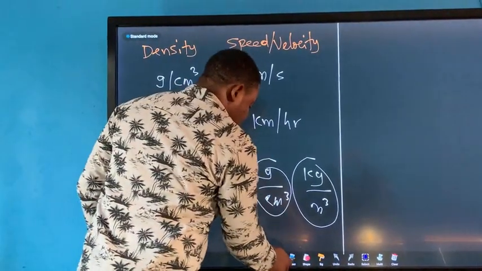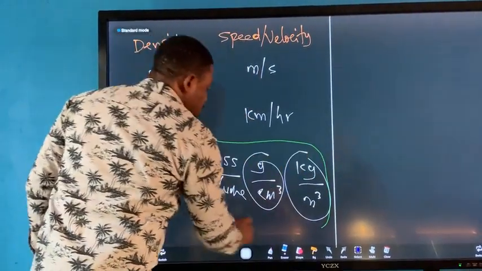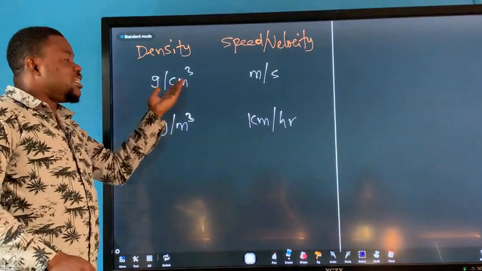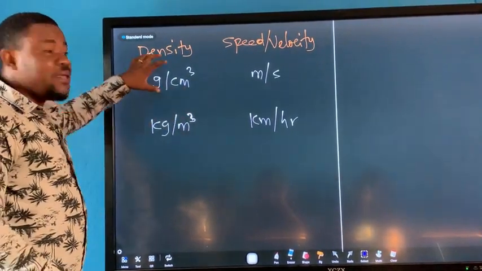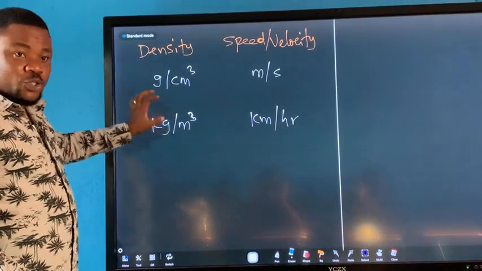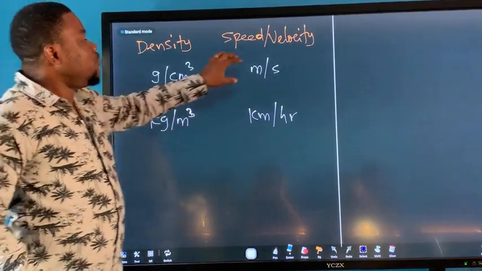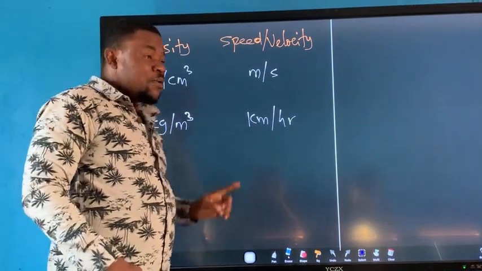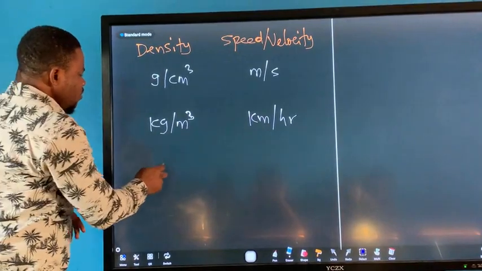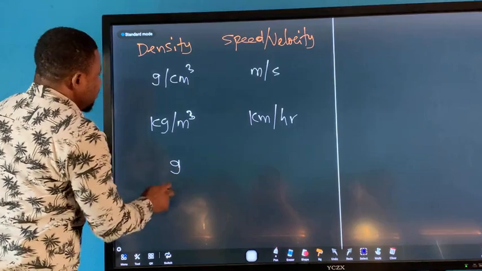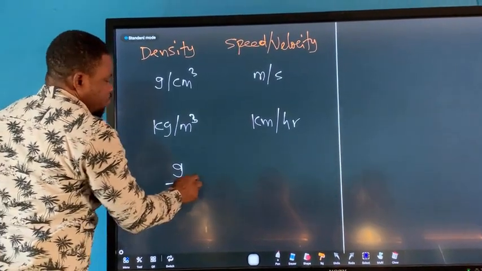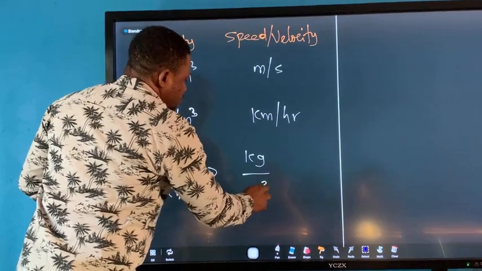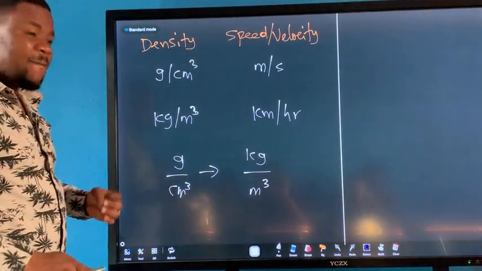I will show you how to convert, but before I show you how to convert, let me give you the conversion pattern. Take note. In this case, it's looking like gram and centimeter cube are small, right? But they are actually the bigger units. And this one is the smaller units. Meter per second is also the bigger unit, and kilometer per hour is the smaller unit. Take note of this. Because once you, okay, let me try and explain. From gram per centimeter cube to kilogram per meter cube. Are you ready?